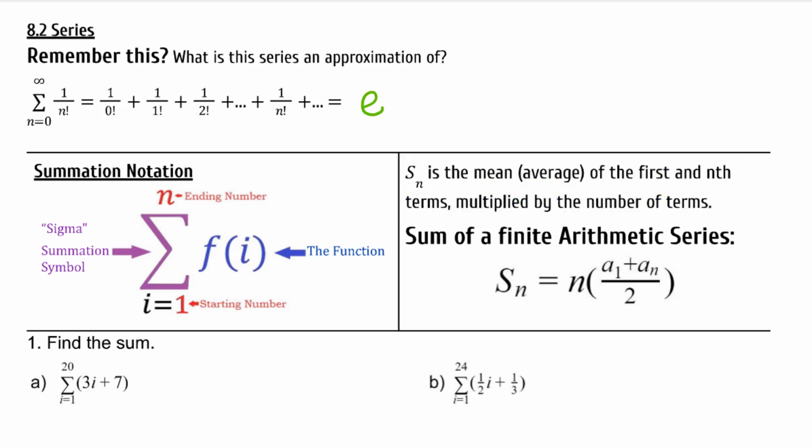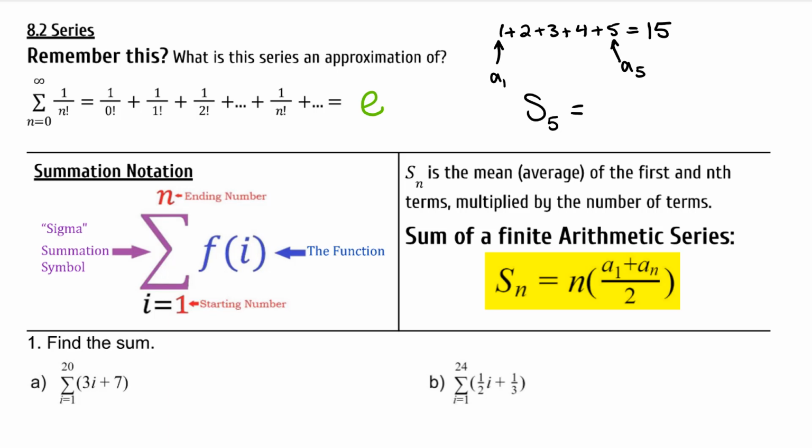So if I was asked to find the sum of the first 5 terms of the first 5 integers, so 1 plus 2 plus 3 plus 4 plus 5, I would get 15. What if I did that with the formula? That would be S subscript 5, so the 5th partial sum is equal to 5 terms times the first and the 5th term divided by 2. Oh, that would be 15.